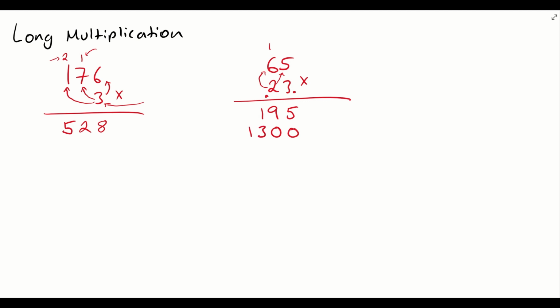So 13. We then add these numbers together. So 5 plus 0 is 5, 9 plus 0 is 9, 1 plus 3 is 4, and 0 plus 1 is 1. And our final answer is 1,495. So let's take a look at another example to get the hang of this.